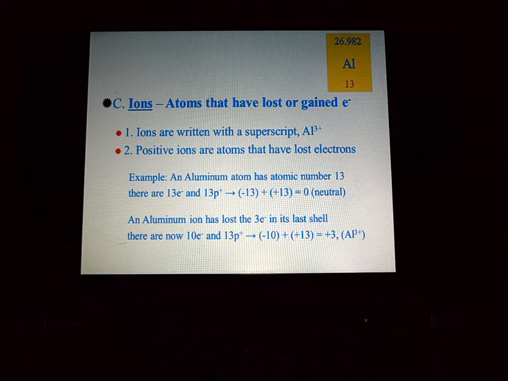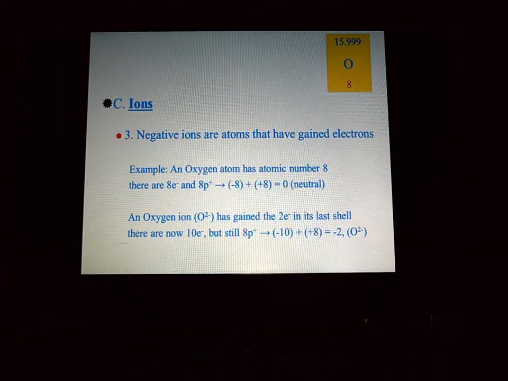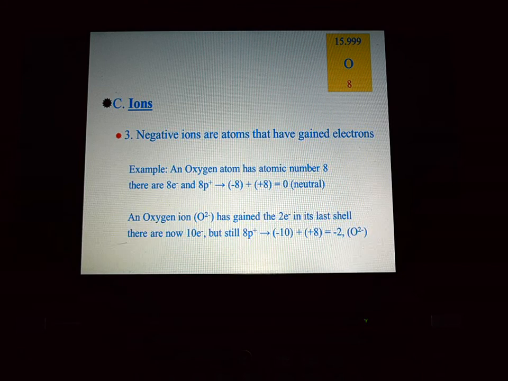Now, as you might guess, if the ones that lose electrons become positively charged, the ones that gain electrons will become negatively charged. And so now we have the negative ions. And oxygen is a perfect example. Oxygen has 8 electrons, it's number 8, has 8 protons. Again, normal atom, they would cancel out, no charge, atoms are neutral.